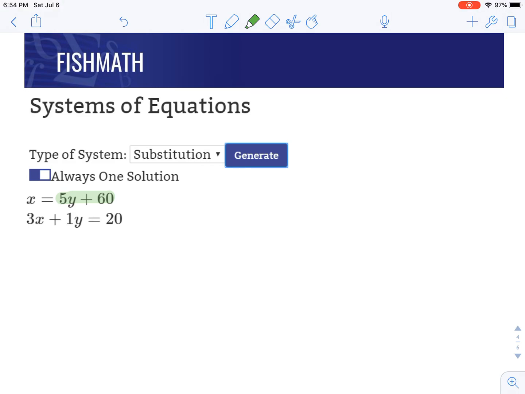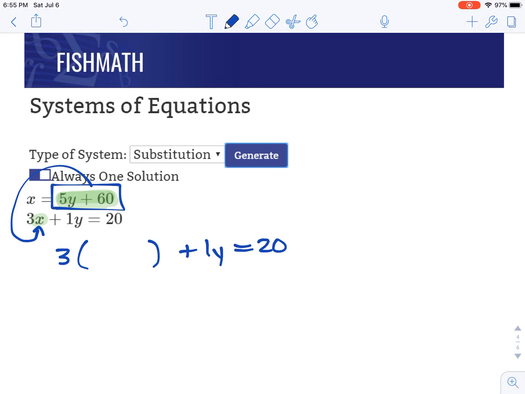So what we're going to do is substitute this whole thing into where x is in the other equation. Since it equals x, we can replace the x in the other equation with this whole thing in parentheses. So we're going to do 3 times the x thing plus 1y equaling 20, because it was 3x plus 1y is 20. But now we're saying don't call it x, call the thing that equals x, 5y plus 60. That's going to go in for x, since we're substituting in something that is equal to x. Then we're going to simply solve this equation for y, because we've got just y's left.